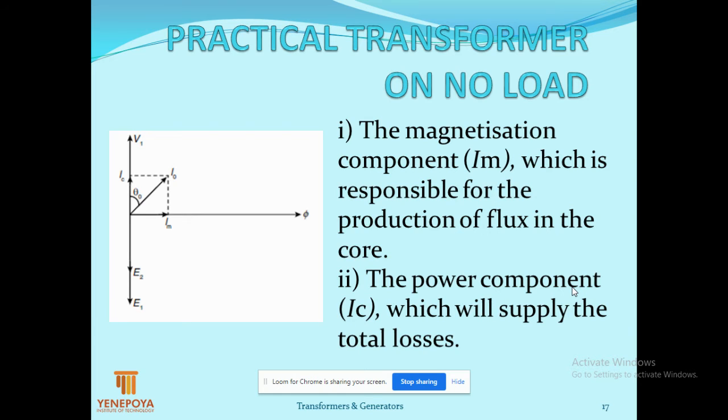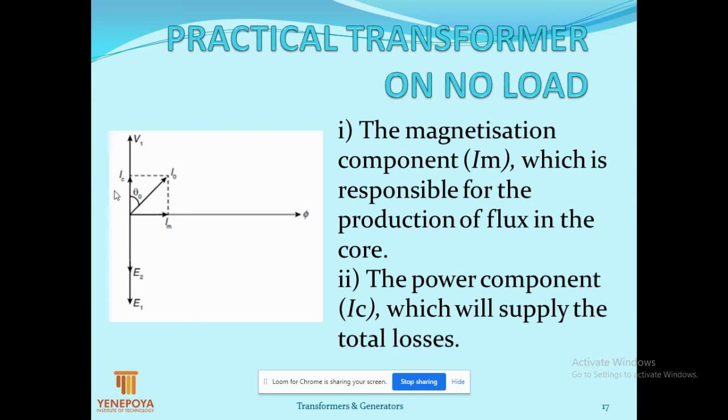The power component IC will supply the total losses. When you're drawing here, you take flux as the reference vector, and V1 is the input supply. V1 and flux pi are 90 degrees to each other. Then the current Im, which is responsible for producing flux pi, is in phase with pi.